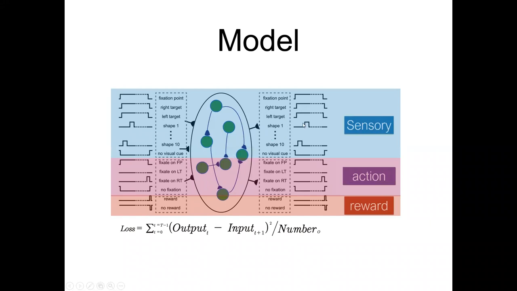But the idea is that the output should predict what happens next for the input. So the loss function of the network is basically this equation. The output at t is compared against the input at t plus one. Right. Okay. So this is very straightforward. There's no trick here.